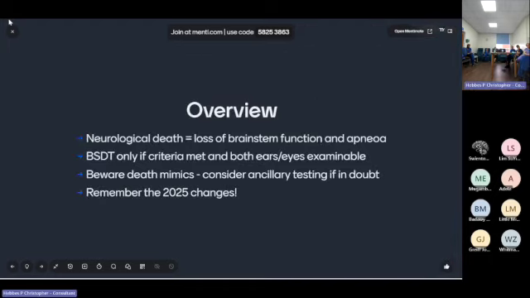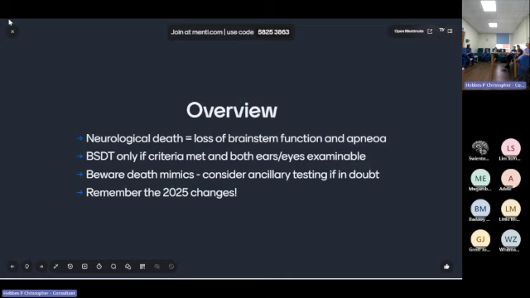So in summary, neurological death is loss of brainstem function and apnea. According to the new guidance, you can only do the testing if the criteria are met. So you haven't got any confounders like other drugs or metabolic causes, and you can examine both eyes and ears. Beware of death in the mix. So if you've got a big posterior circulation stroke, you'd be really worried about just going on clinical grounds.